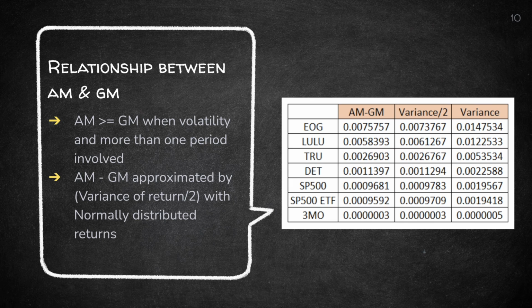Even though both arithmetic and geometric means of rate of returns are used to summarize the performance of each asset, they are mathematically different, with arithmetic means of return always greater than or equal to geometric means of return. As we can see from the table, when the rate of return is normally distributed, the difference between AM and GM can be estimated by variance of rate of returns divided by 2. Therefore, the difference becomes greater when more volatility in stock prices is involved.